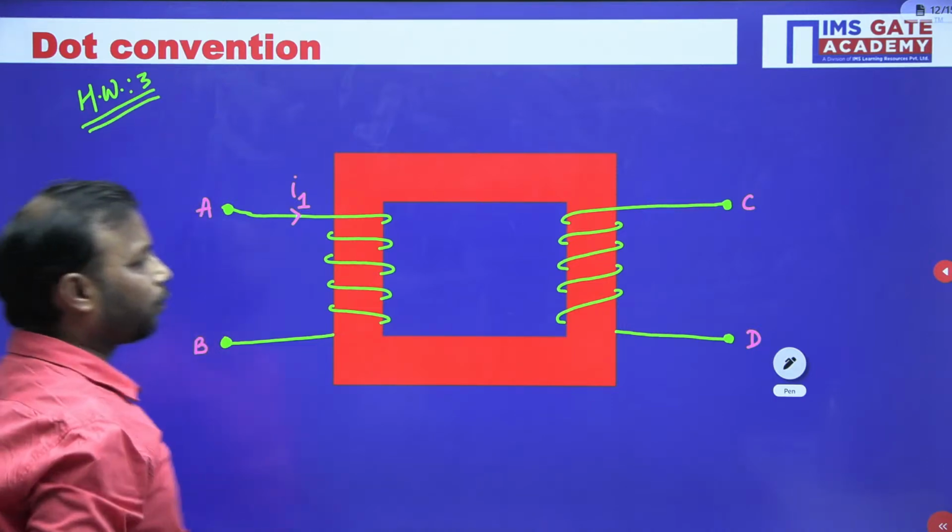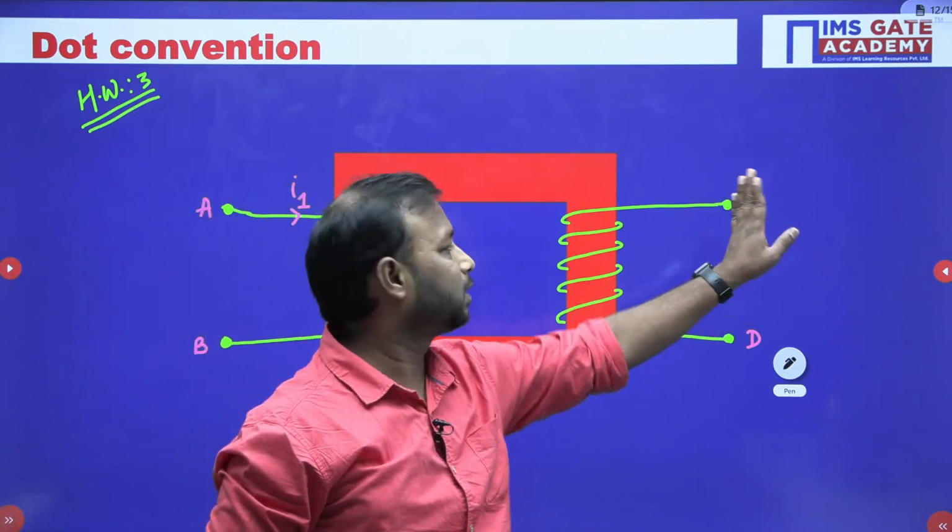Okay, so you need to find the polarity of C in the 3rd question.